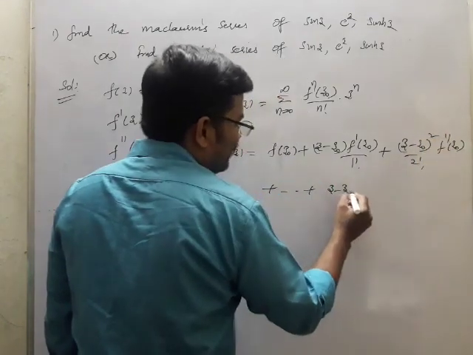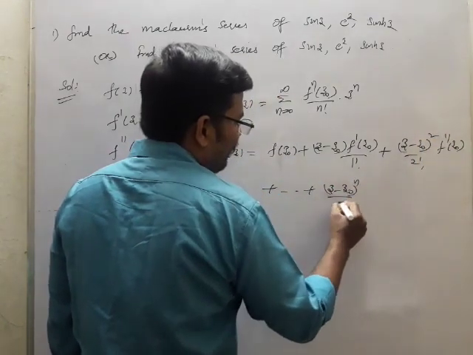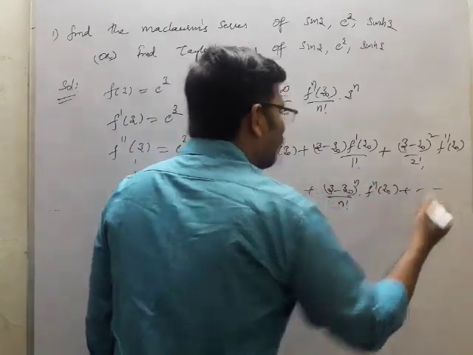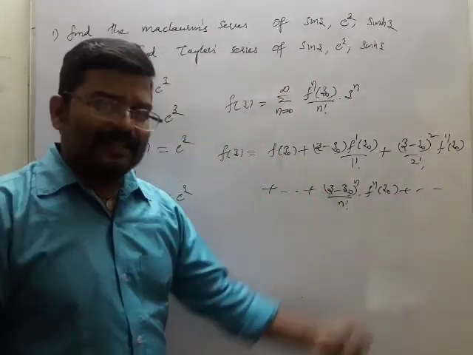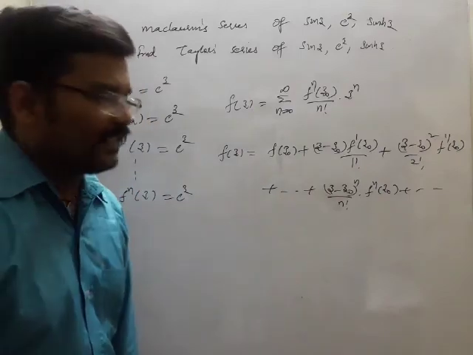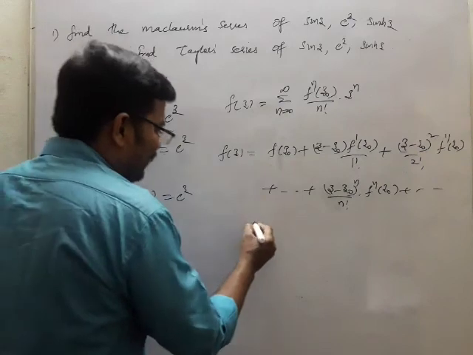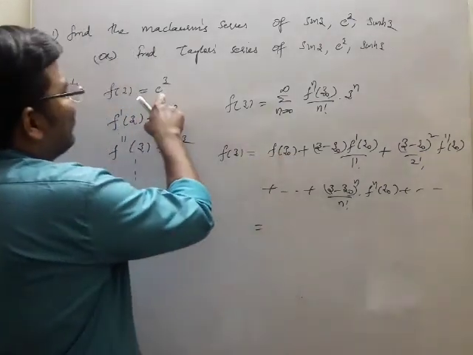Okay, (z − z₀)ⁿ / n! times fⁿ(z₀) plus and so on. Like this we can write. This is the formula which we have just now discussed. So what is the value of f(z₀)?